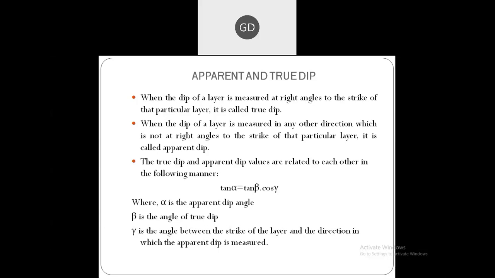This true dip and apparent dip have the following relation: tan alpha is equal to tan beta into cos gamma. Where alpha is your apparent dip angle, beta is your angle of true dip, and gamma is your angle between the strike and the direction in which the apparent dip is measured. So this is about your apparent and true dip.